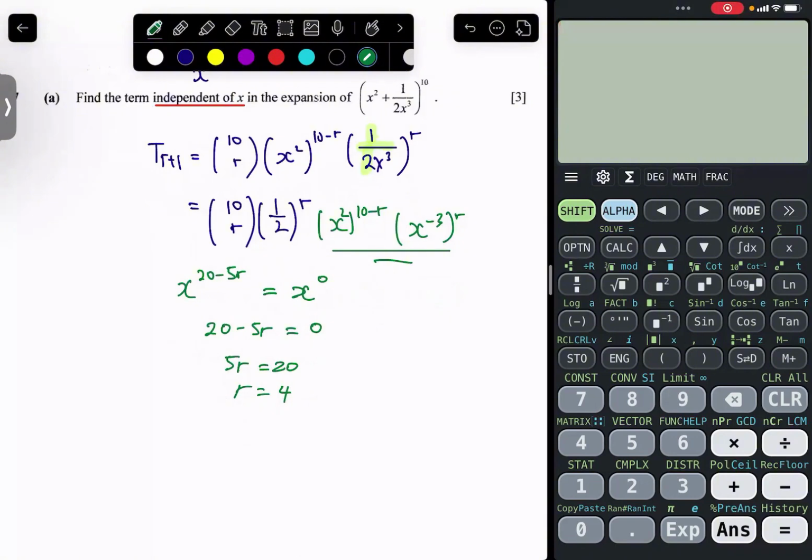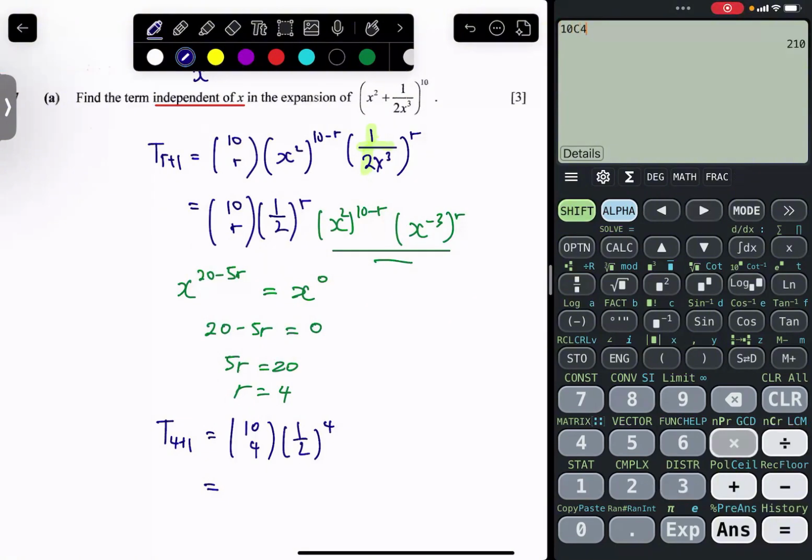Now I'm only concerned with the coefficient. So term 4 plus 1 is equal to 10 C 4 times half to the power of 4. That's all. So on the calculator, 10 C 4 multiplied by half to the power 4. So we have 105 over 8.